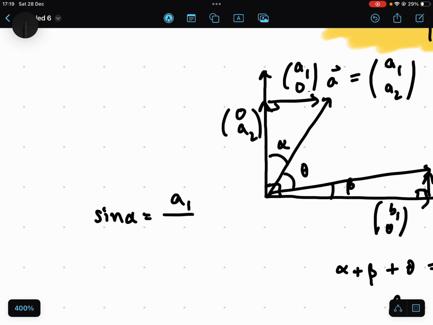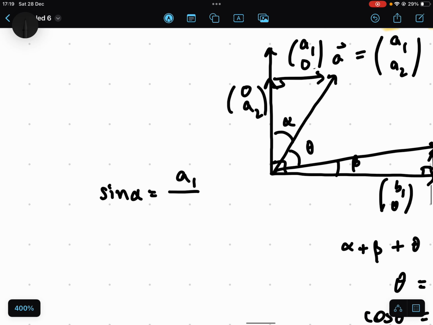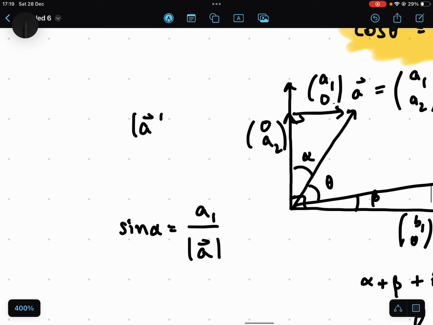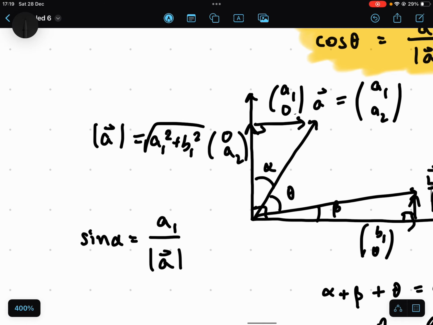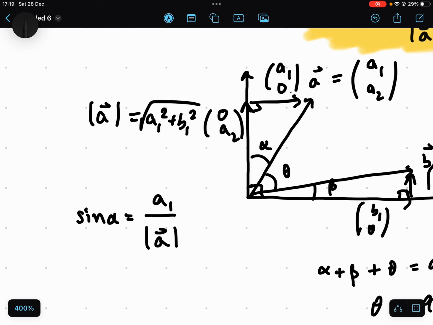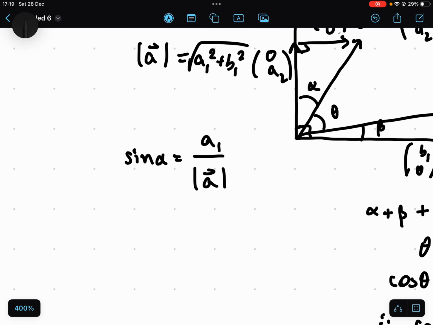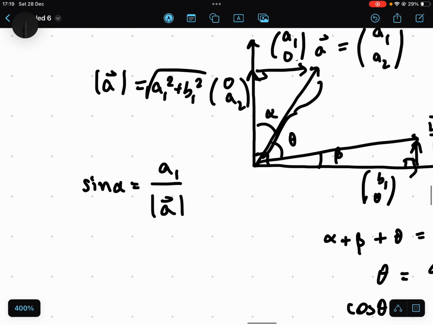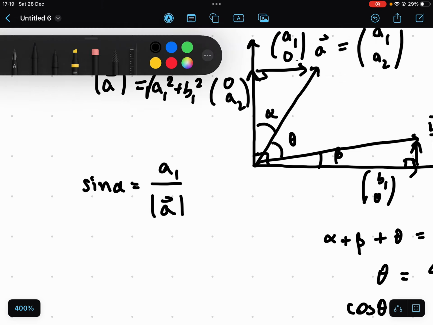over, and this has a length, right? So we need to take the modulus, so the modulus of A dash. Now, really what we're doing here with the modulus is just doing Pythagoras: A1 squared plus B1 squared, square rooted. But we like to write it like this because it's neater. That just means a distance, this distance here. Okay, let's carry on.